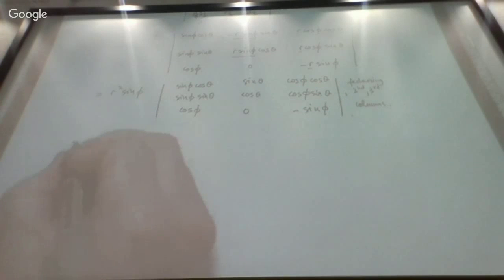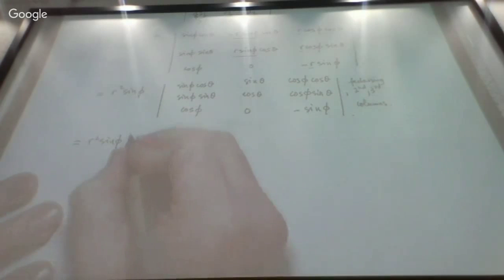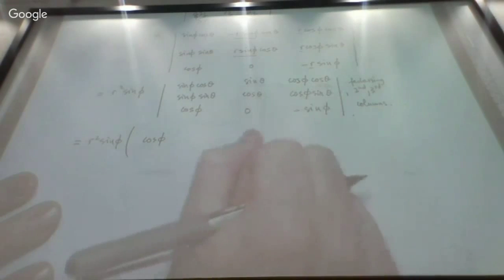Okay. So we've got r squared sine phi, and we should certainly expand it either down the middle column or along the third row, because they both have 0 in them, and so we'll only have two 2x2 determinants to work out, which will simplify things. So let's go along the third row for this. So it's going to be cosine phi times this 2x2 determinant up here.